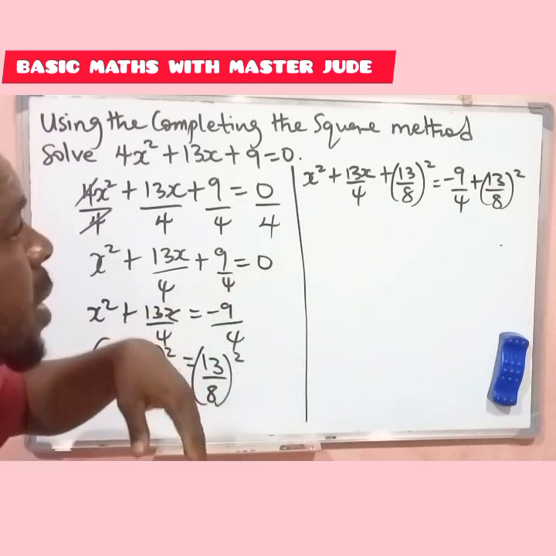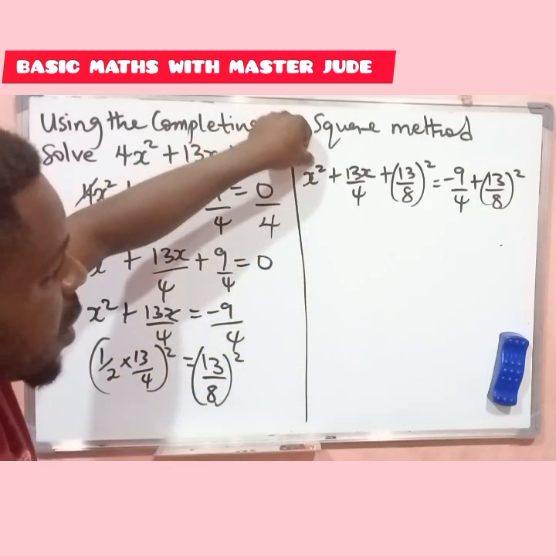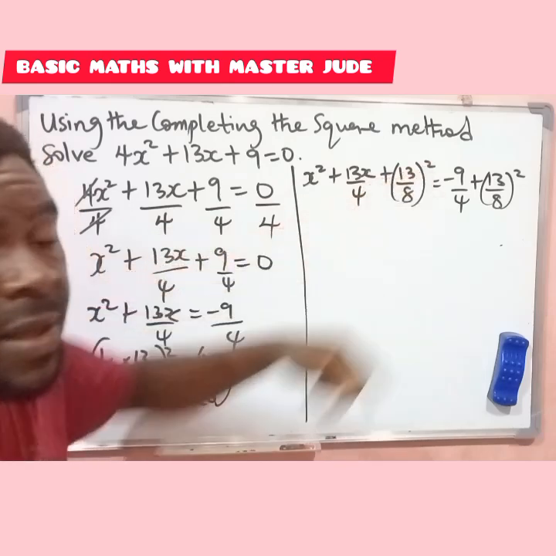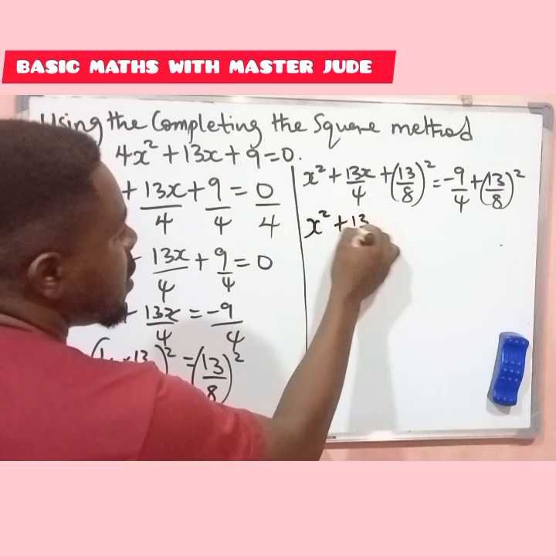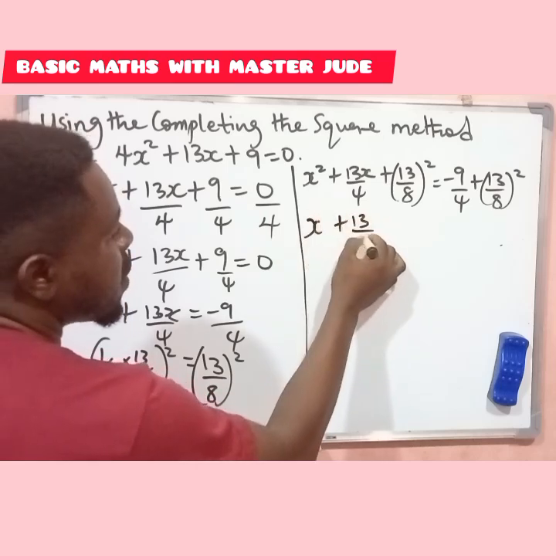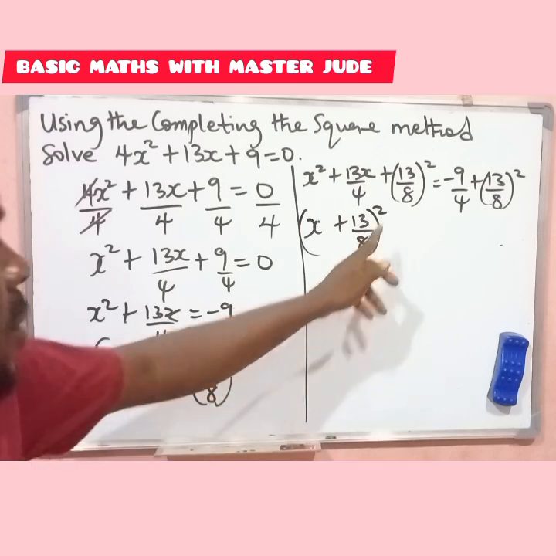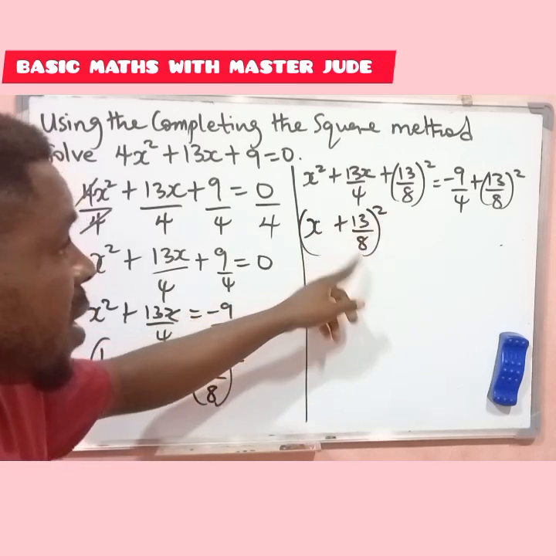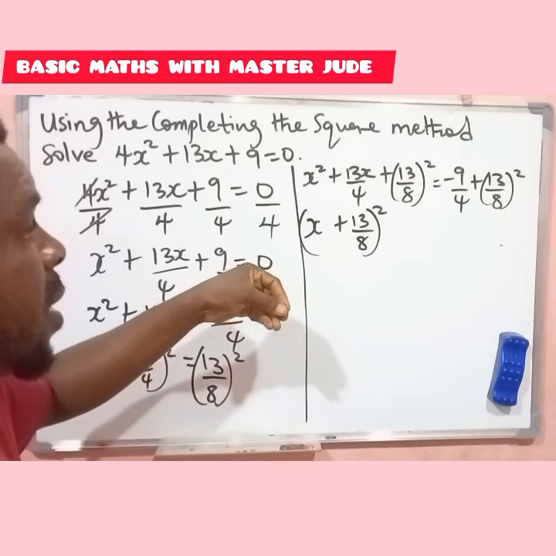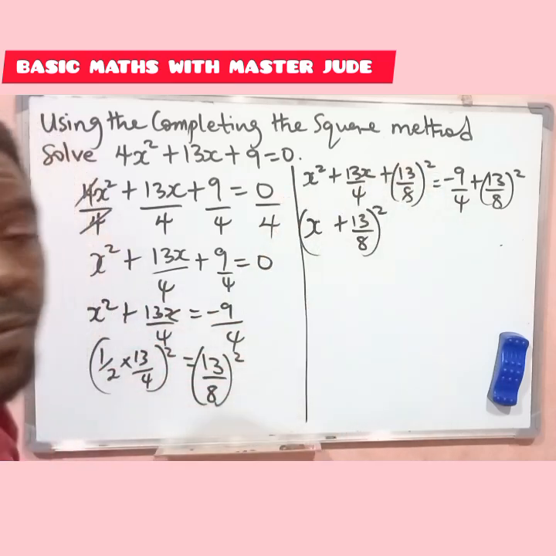Then you pick x because it has a square, and you pick 13 over 8 because it has a square. So this will give us (x plus 13 over 8) all squared. It's still the same thing. This square is affecting x, and it is affecting 13 over 8. So if you simplify further, you still get x plus 13 over 8 all squared.